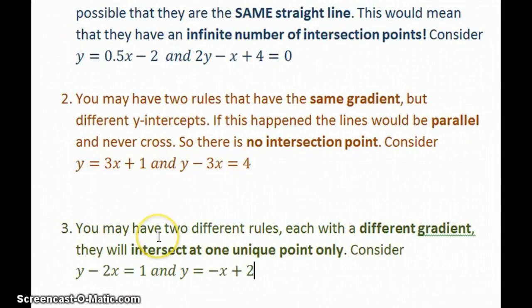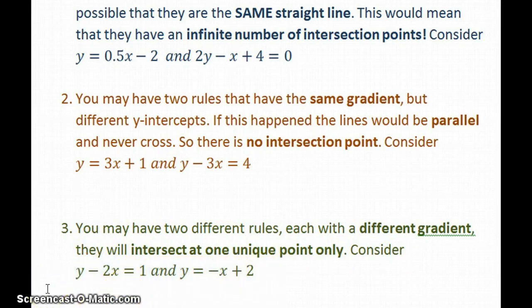The third possibility is that you have two different rules, each with a different gradient. In this case, they will intersect at one unique point only: one unique x value, one unique y value. Let's consider these two straight lines: y minus 2x equals 1 and y equals minus 3x plus 2.